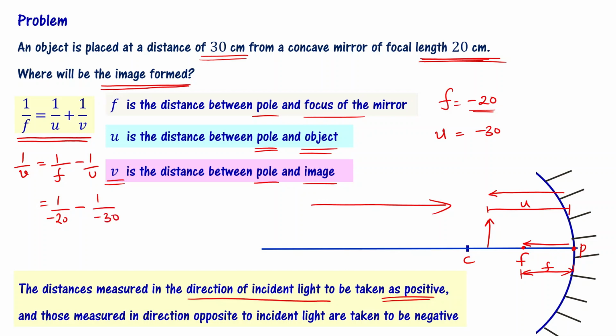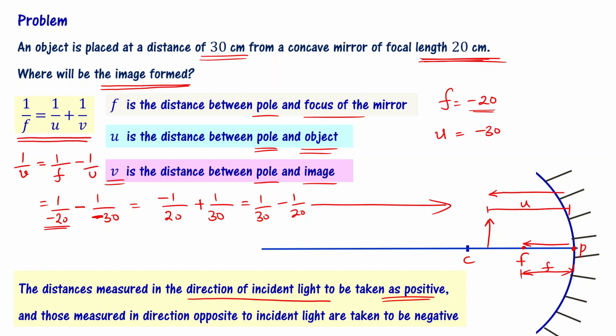This I can write as -1/20 plus 1/30, right? You see, this is -1/20, and here we have 1 minus, and we have minus here. When you multiply, it is going to be plus, right? I can write this further as 1/30 minus 1/20.